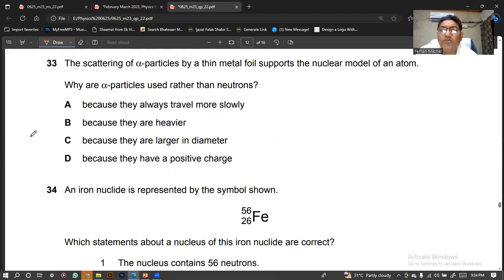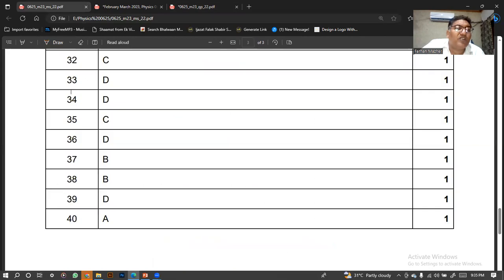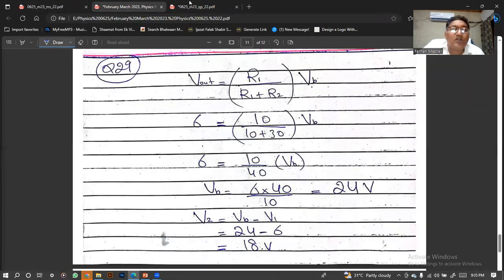We use the alpha particles because they have positive charge on them. Why have we not used neutrons? Because alpha particles have positive charge on them. They are talking about the Geiger-Marsden experiment, in which we bombard alpha particles on a thin gold foil. Why do we use alpha particles? Because the alpha particle has positive charge. So D is the option, question number 33. D is the right option, sir.